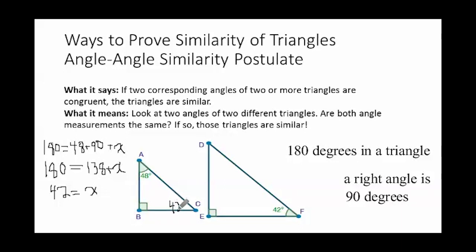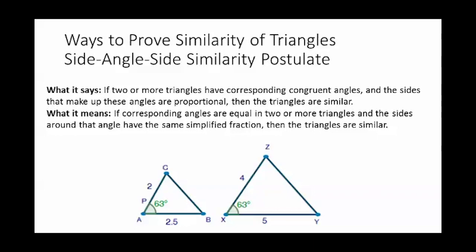Now I know that angles B and E have the same measure because they're both right angles, 90 degrees, and I know C and F have the same measure. So using the angle-angle similarity postulate, I can say that these 2 triangles are similar since they have 2 congruent corresponding angles.